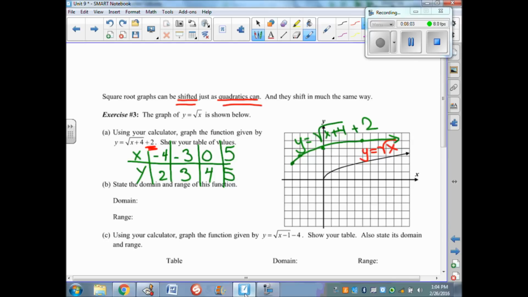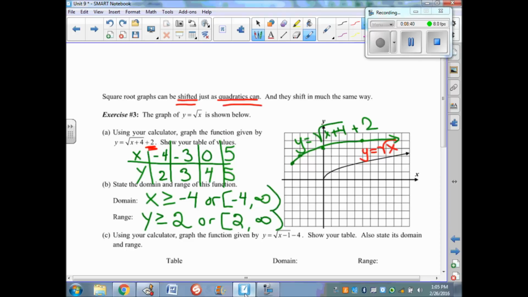So looking at it, it says state the domain and range of this new function. Okay, so what is the domain? So how far left and how far right does this graph go? So the graph is greater than or equal to -4, or -4 to infinity. And then the range, how low and how high does it go? So the lowest point, the lowest y value, is greater than or equal to 2. So from 2 to positive infinity.